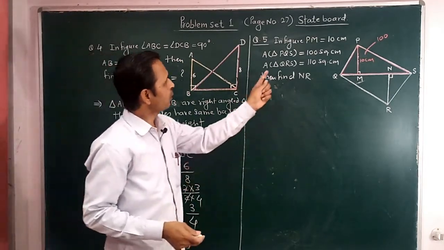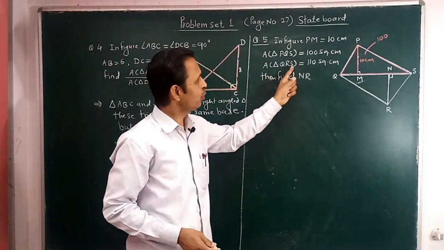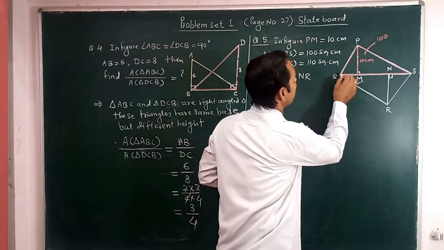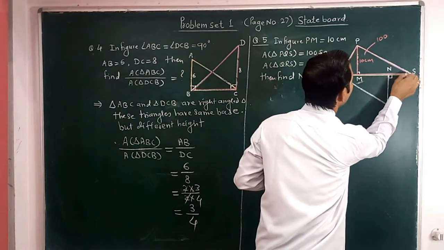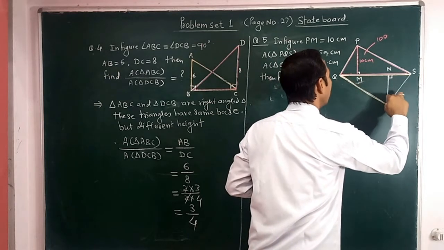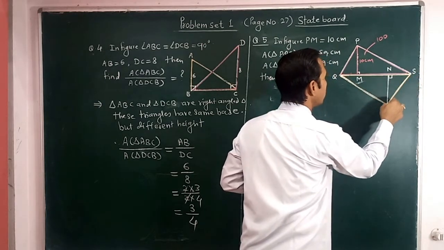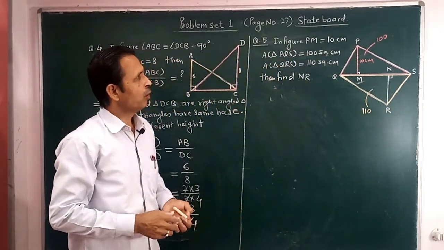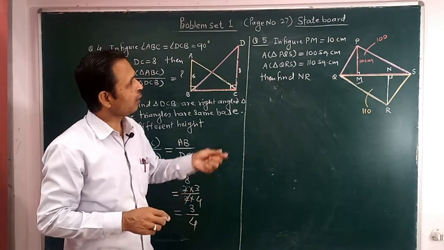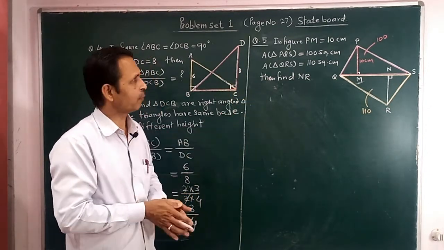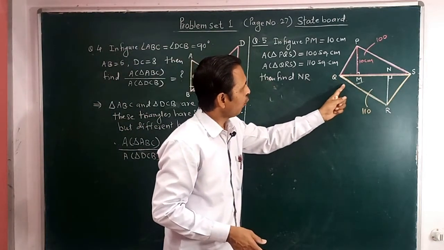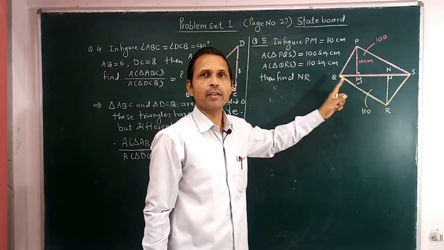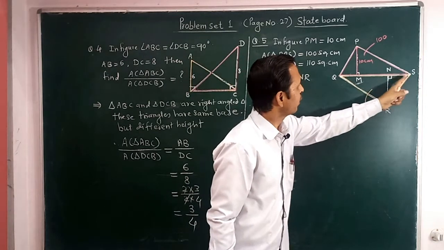And another triangle is given, QRS. This is QRS. The area of this triangle is again given, 110 square centimeter. The areas of two triangles are given and the height of one triangle is given. See here. Now by observing this figure, we conclude that these two triangles have the same base, QS.